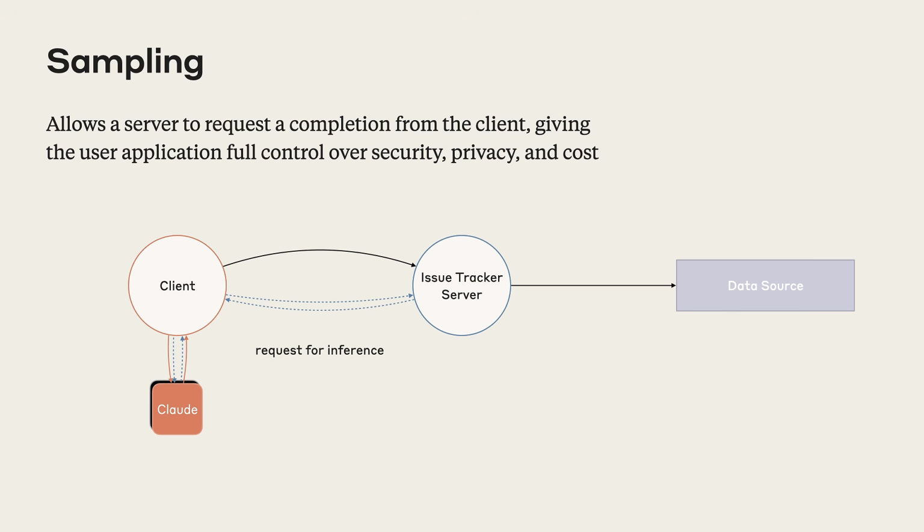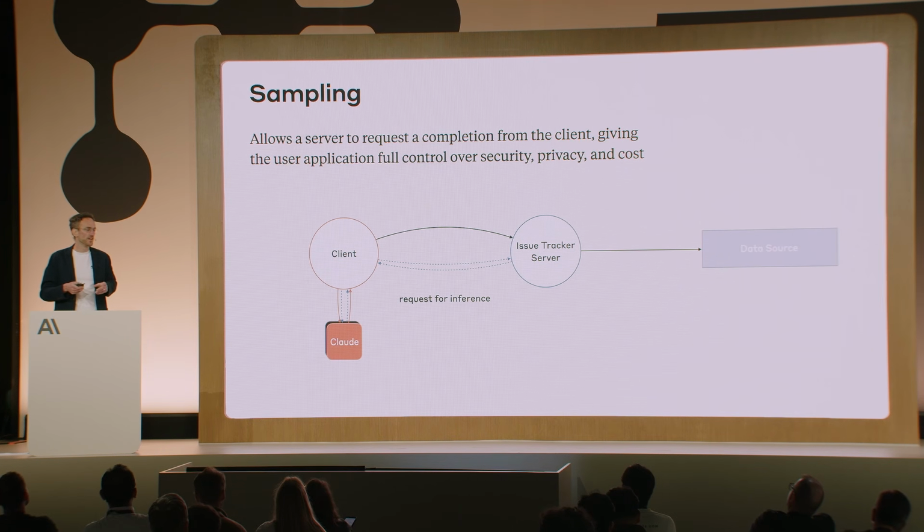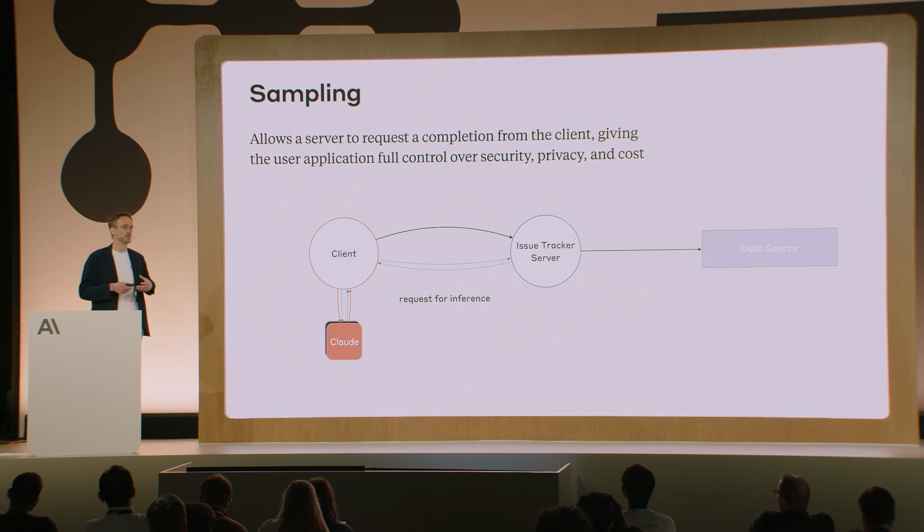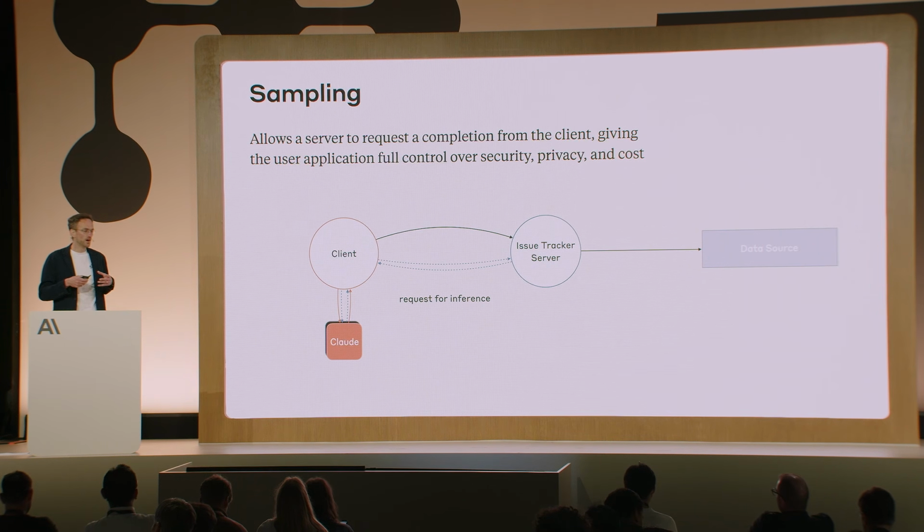What does this mean? It means that the server can use a model independently, without having to provide an SDK itself, but asks the client which model you have configured, and the client is the one providing the completion to the server. And what does this do? It does two things. First of all, it allows the client to get full control over the security, privacy, and the cost. So instead of having to provide an additional API key, you might tap into the subscription that your client might already have.